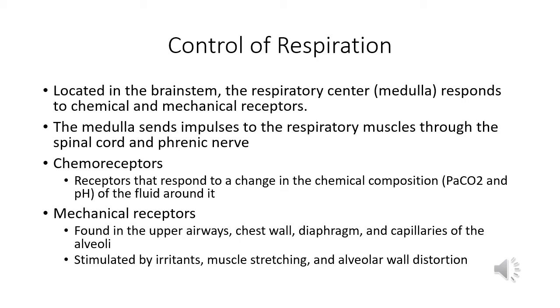Chemoreceptors are receptors that respond to a change in the chemical composition of the fluid around it. Mechanical receptors are found in the upper airways, chest wall, diaphragm, and capillaries of the alveoli. Chemical receptors are stimulated by irritants, muscle stretching, and alveolar wall distortion.